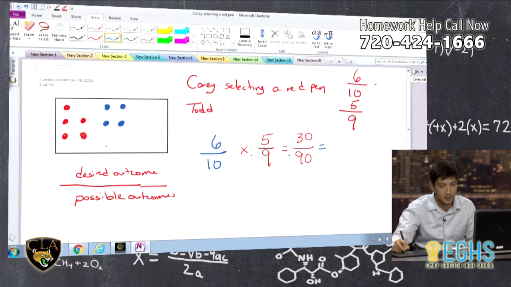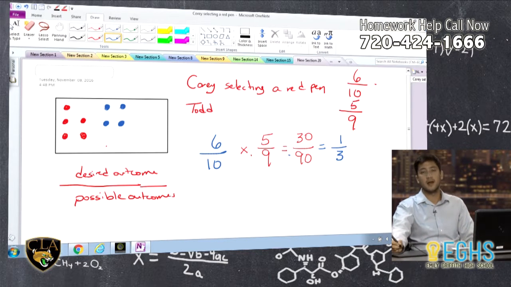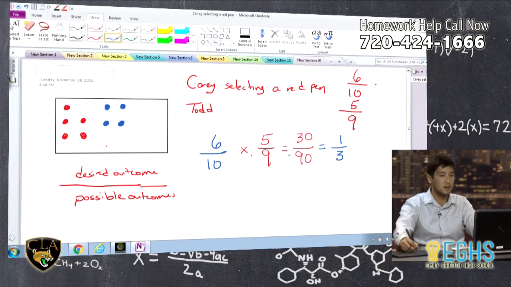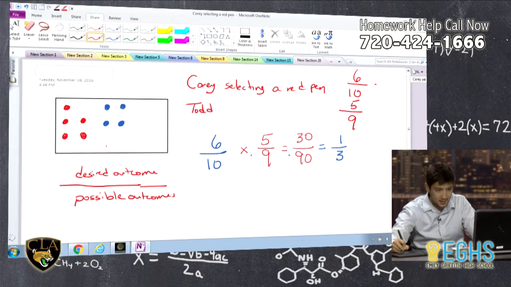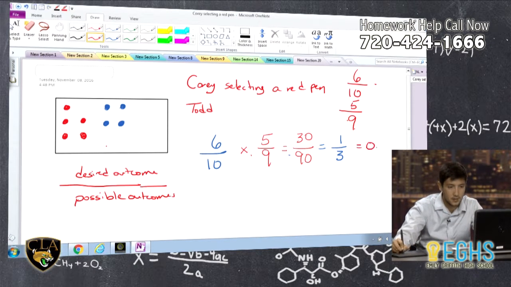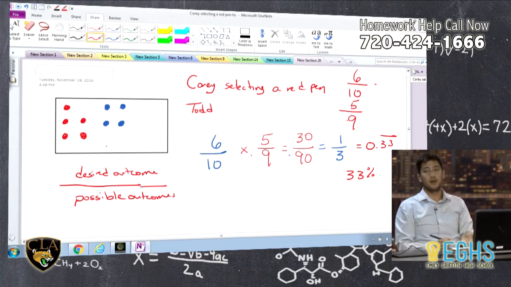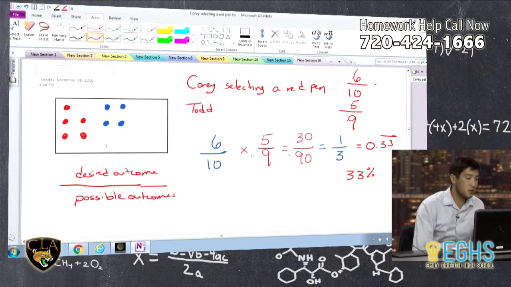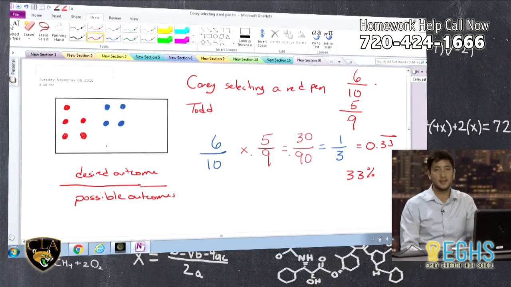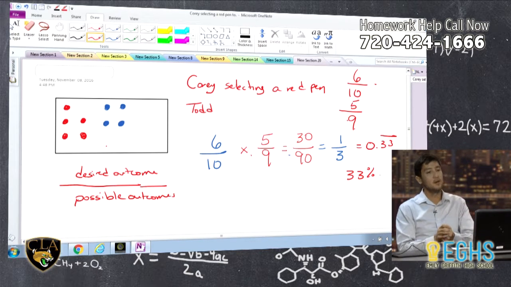We can reduce this in a couple ways. We can say probability is 1 out of 3. So again, if we did this 3 times, theoretically, they should both pick a red pen 1 time. We can also write this as a decimal. 1 divided by 3 is 0.33. Or we could say that there is a 33% chance that they'll both pick a red pen. So the odds of Corey selecting one are about 6 out of 10 or 60% or 3 out of 5. But the odds of both of these things happening becomes much smaller.